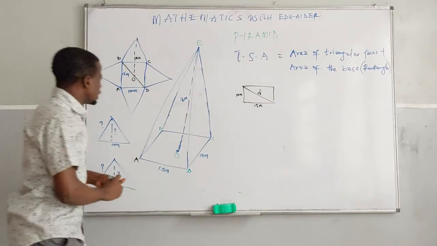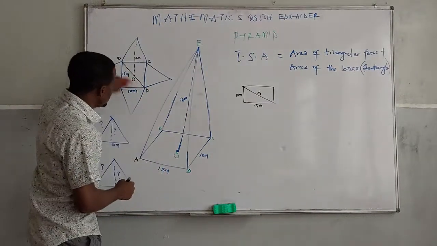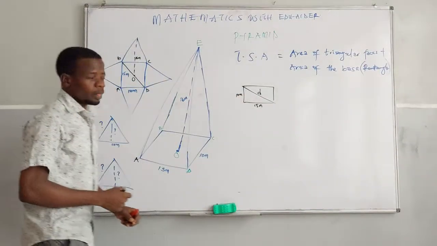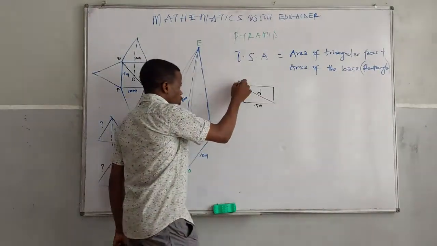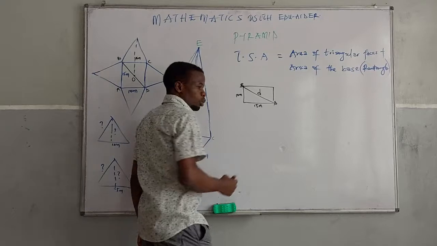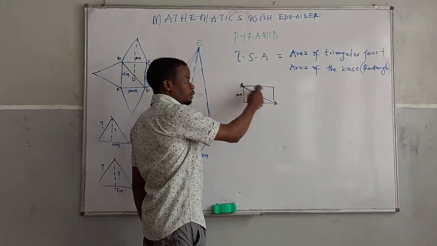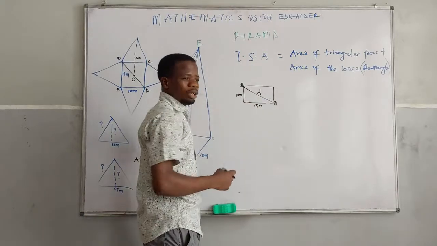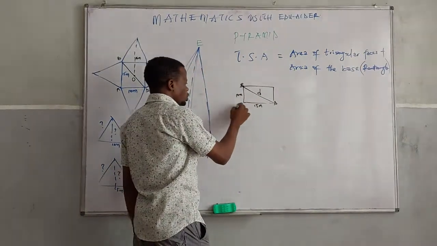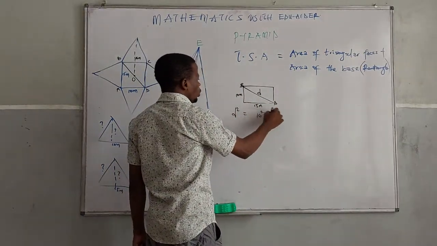Right? Now at the center O, BD is our diagonal. So what do we do? This is BD. What do we do now? I give you this side, I give you this side, I don't have this. This is a right angle triangle, right? So we can use Pythagoras theorem. That means D squared is equal to 10 squared plus what?